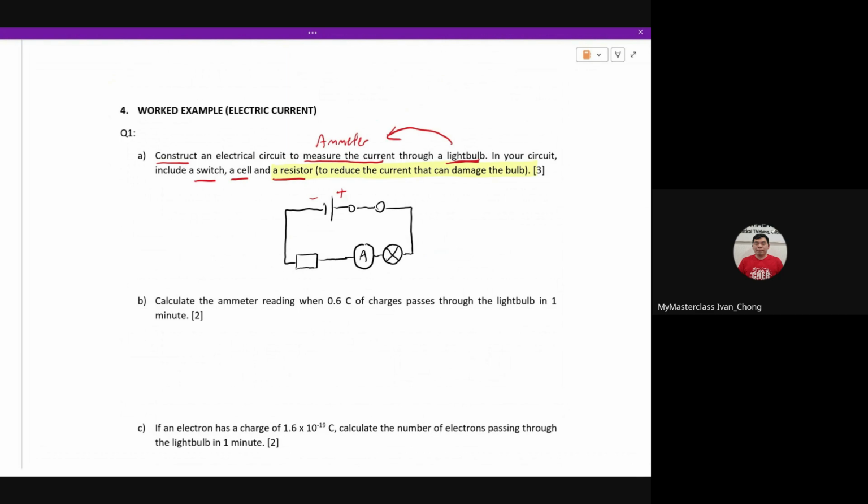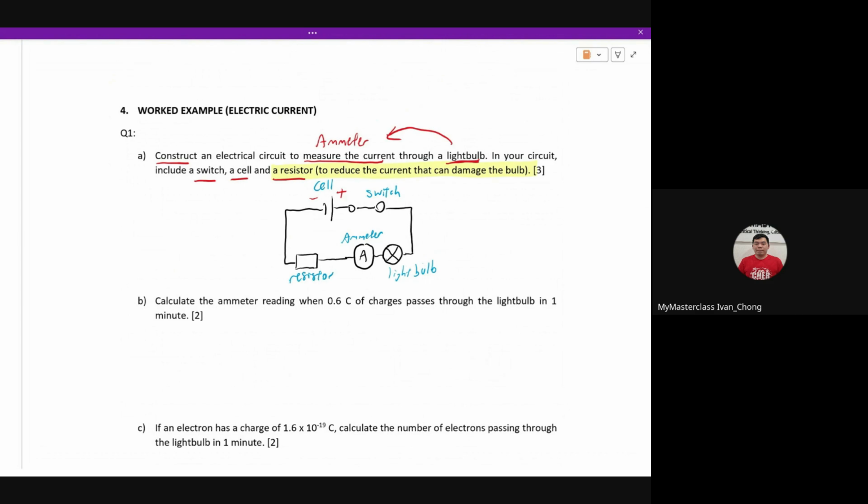So double check. I have a switch here. Just in case, because this is a drawing, you might want to label it as well. You have a cell, a switch, your light bulb. Because the question says light bulb, I will use the word light bulb. You have your ammeter, and you have your resistor over here. So with this, you have all of your individual components, and this is how you get your 3 marks.